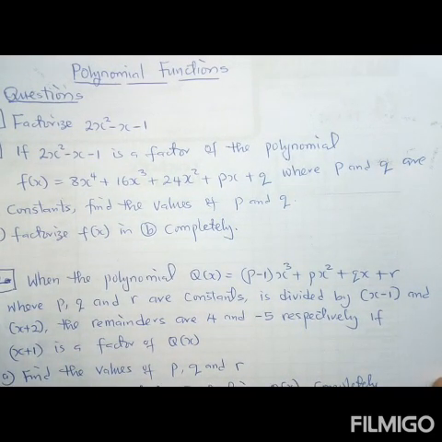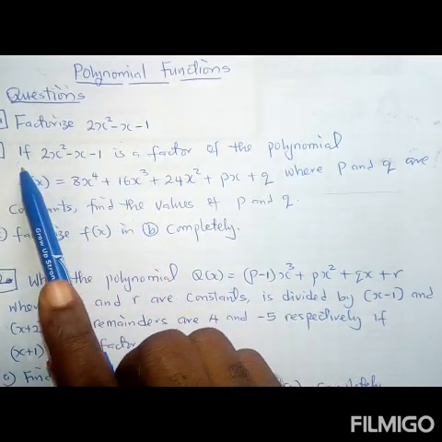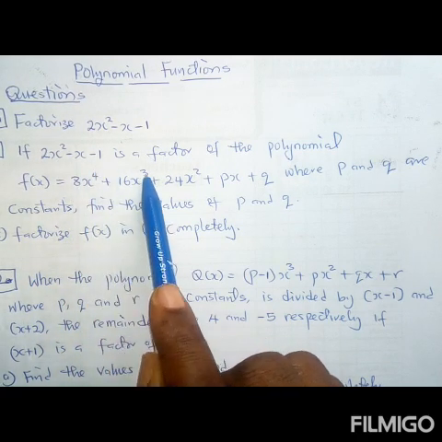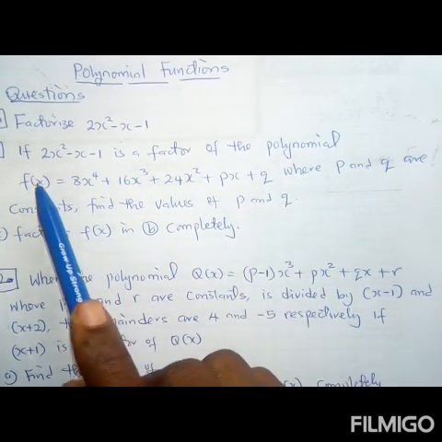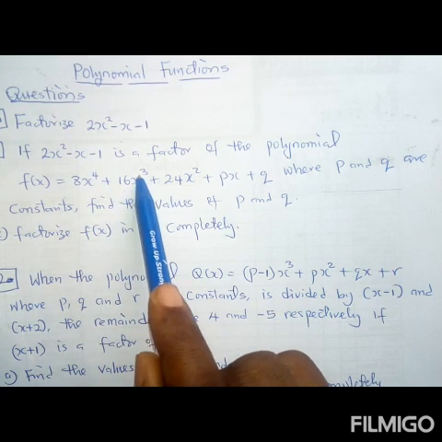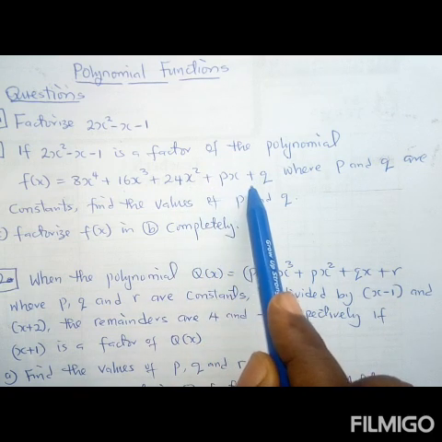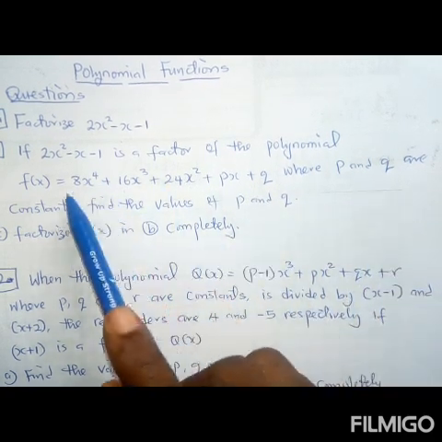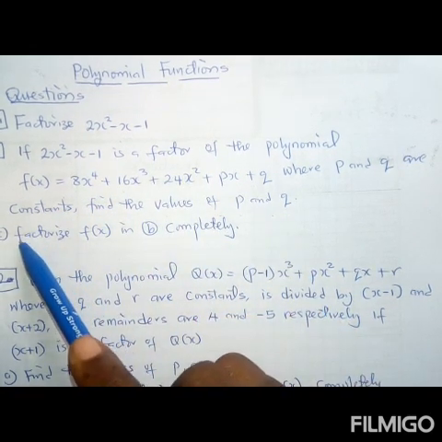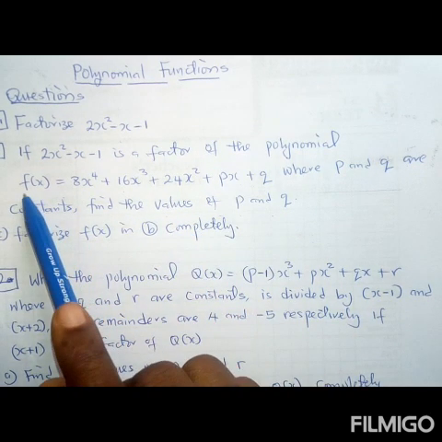Factorize 2x squared minus x minus 1, after which the next question says: if 2x squared minus x minus 1 is a factor of the polynomial f of x equals 8x raised to power 4 plus 16x raised to power 3 plus 24x raised to power 2 plus px plus q, where p and q are constants, find the values of p and q. C. Factorize f of x in B completely. That is this function.